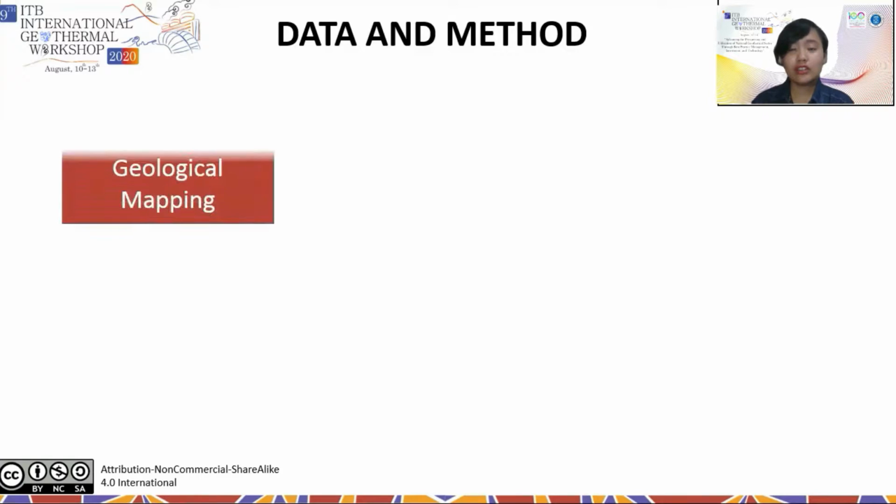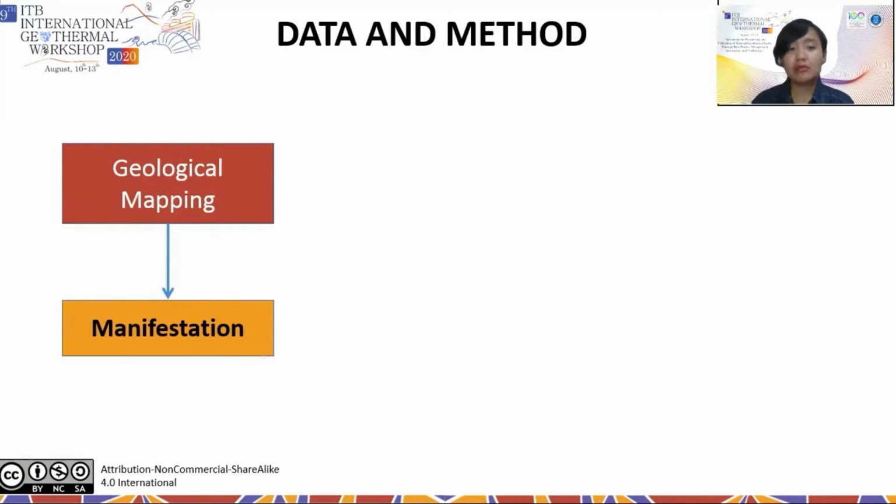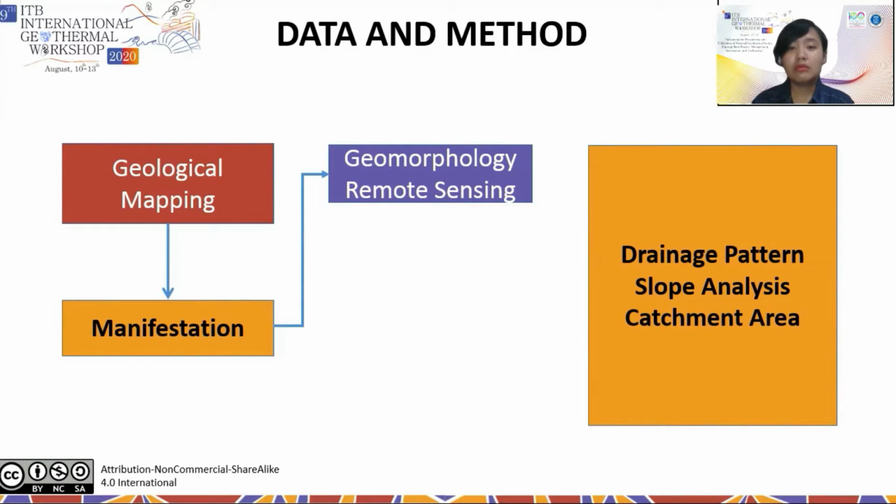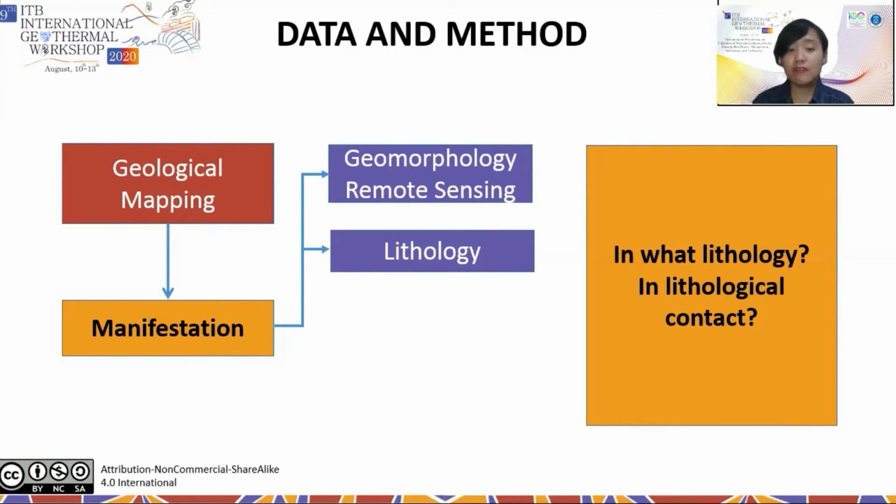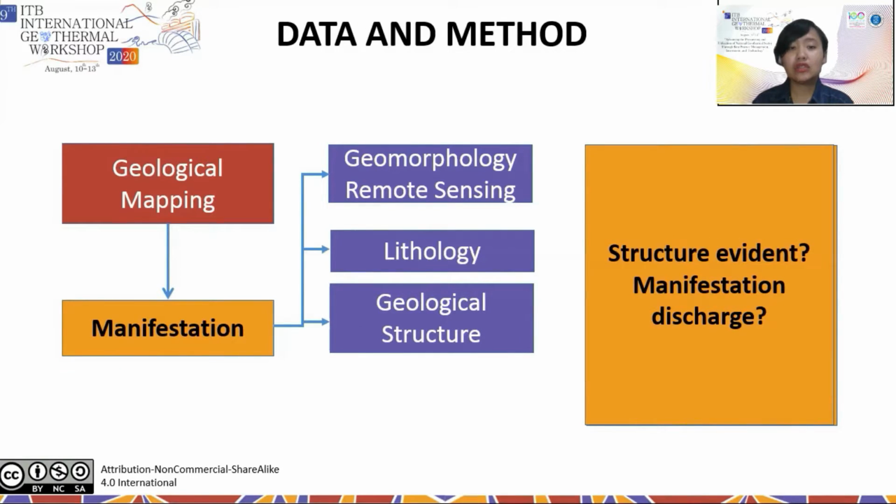To understand the occurrences of Batu Gede and Batu Kapur geothermal manifestations, geological mapping has been conducted. The basic framework is to comprehend the correlation of the occurrence of manifestation with drainage pattern, slope, and catchment area, lithology, whether the manifestation only emerged in a certain lithology or in a lithological contact, geological structure, to find structure evident along manifestation, to see manifestation discharge.